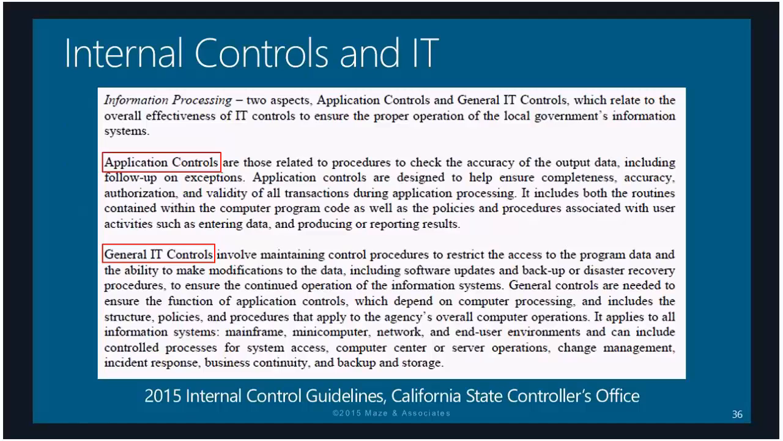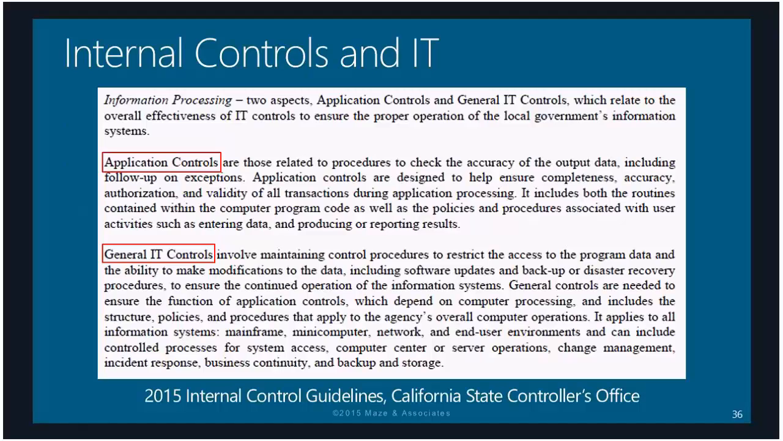Now, the interesting thing about this is 2015. This comes out and says, hey, you should be doing these things. Mason Associates, we've been doing this for 15 years. We were kind of trendsetters on this because we were already looking at application and general IT controls. One of the reasons is because we have a certified information system auditor, me, on staff who looks at this, who has been trained in the IT side of things, but also in the audit side of things.